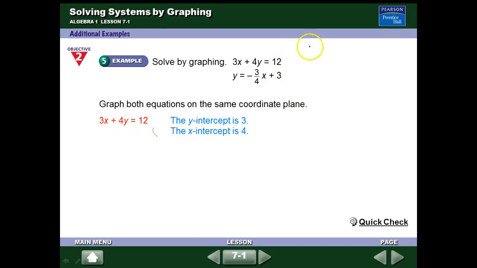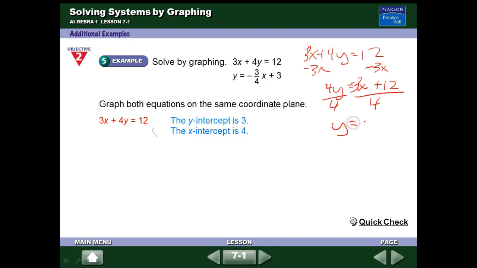So what you would do here, 3x plus 4y equals 12. Subtract 3x, 4y equals negative 3x plus 12. Divide by 4. So y equals negative 3/4 x plus 3. So you could solve it, graph it this way, or what they're saying here is they plugged in 0 for each of these here.